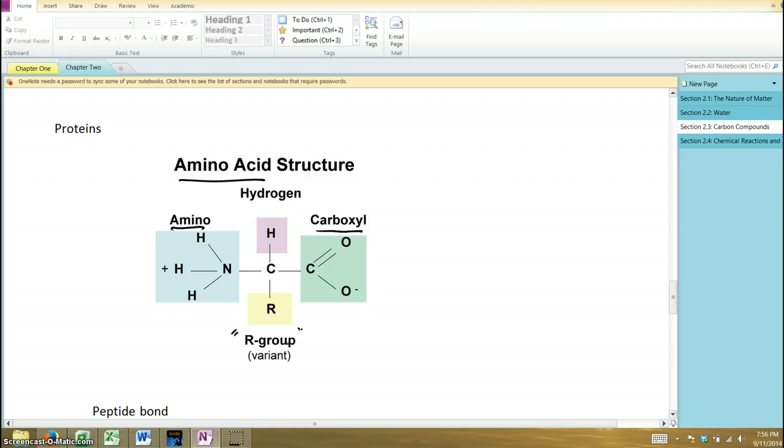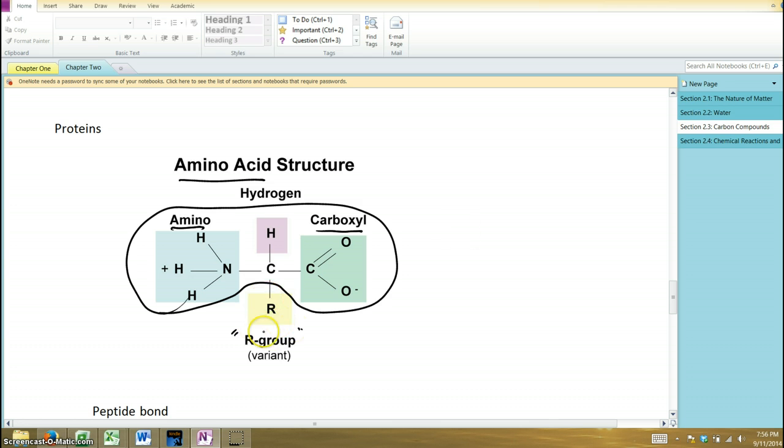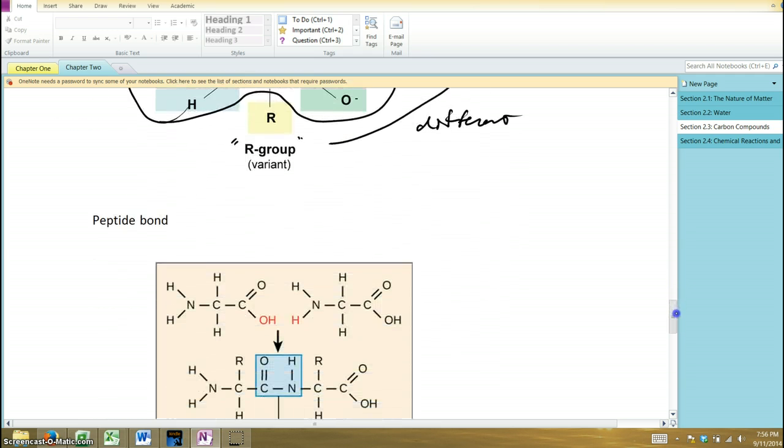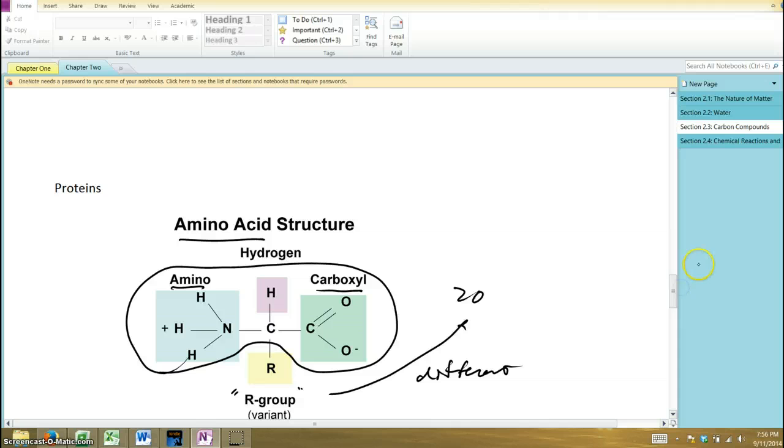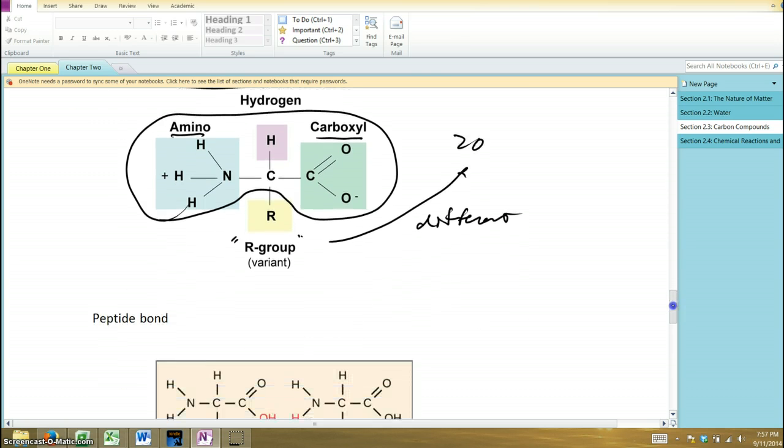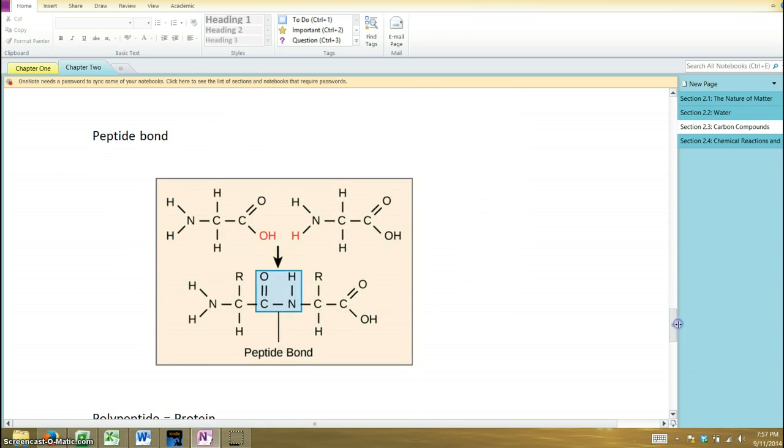And in all amino acids, this part is always the same. But we'll see there are 20 types of amino acids, and it's the R group that is different in each of those amino acids. So when you put a bunch of these amino acids together, you get a protein. Another name for a protein we'll use as well is a polypeptide. And the name comes from the type of bond that forms between two amino acids. It's known as a peptide bond.